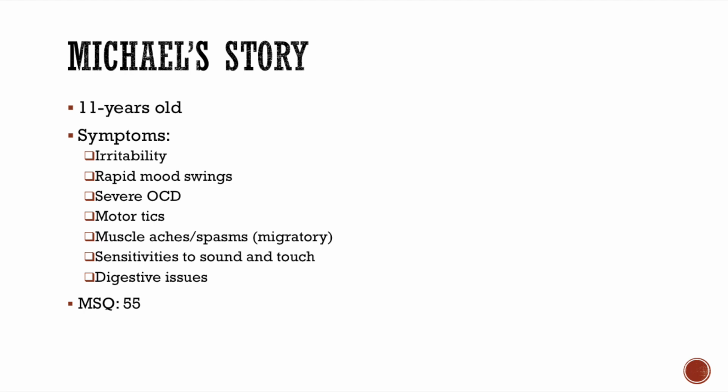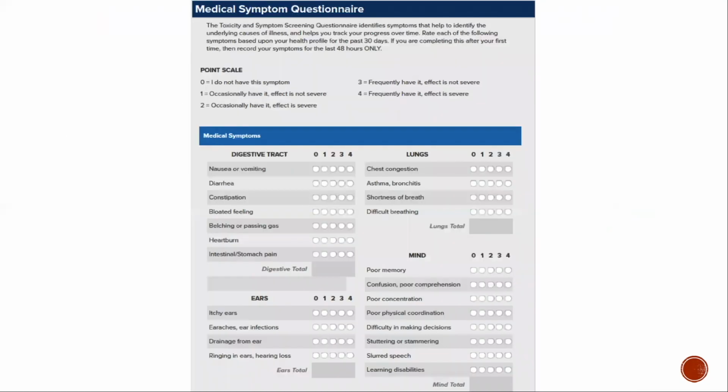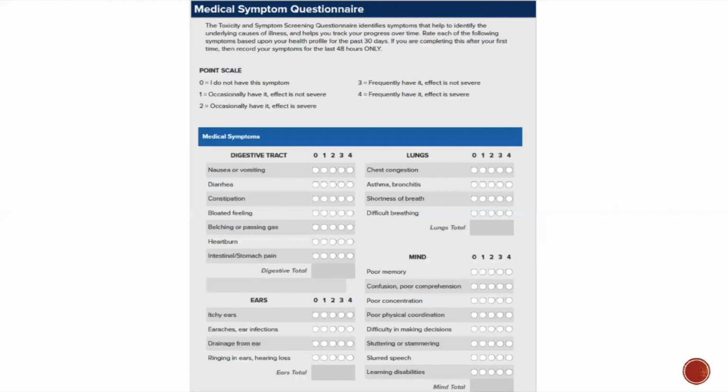We have all of our patients, when they come into the clinic, fill out a medical symptoms questionnaire where they total up the severity of symptoms for different body systems, and then we can get an understanding of where they're at or how toxic they are. So with Michael, his symptoms were at a 55. This is just an example of the medical symptom questionnaire where you rate your symptoms 0 to 4 so we can get a good understanding of where everybody is at and how they're improving, to make sure we are addressing anything that is not improving and we're tweaking things appropriately.